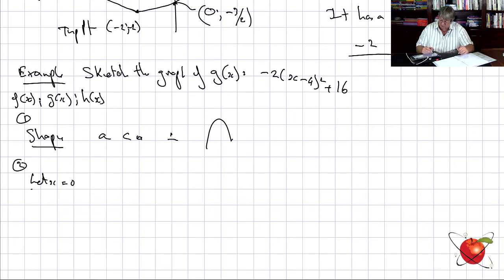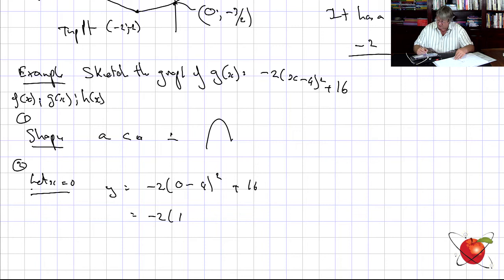Okay, number 2. Let x equal 0. What do we do now? Okay, we put y equals minus 2 times 0 minus 4 squared plus 16. This is where most of the mistakes creep in, just by the way. That is 16. Okay, plus 16. The answer is minus 16. Put down your coordinates, 0, minus 16.